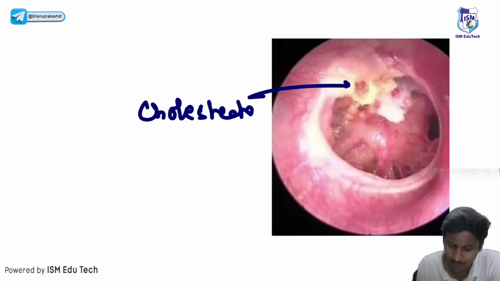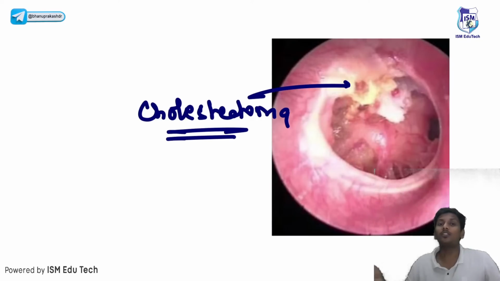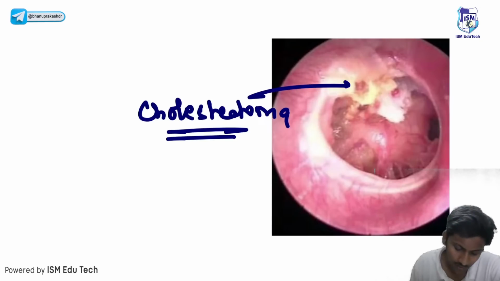And why is this important? Because this cholesteatoma has bone eroding properties. It will cause erosion of the bone, and mainly which bones will be eroded? The walls of the middle ear will be eroded, and therefore the infection will not be limited to the middle ear. Now it will spread beyond the middle ear as well because of this cholesteatoma.